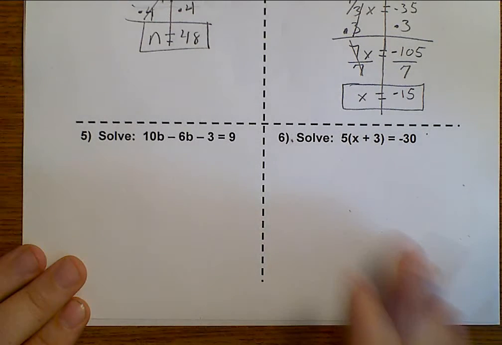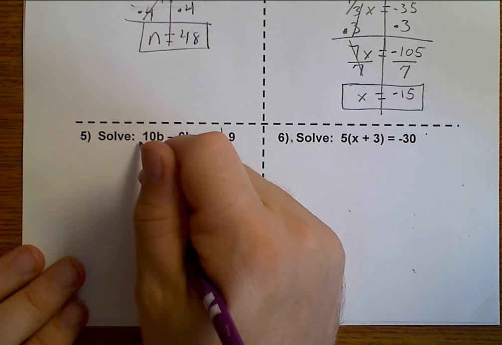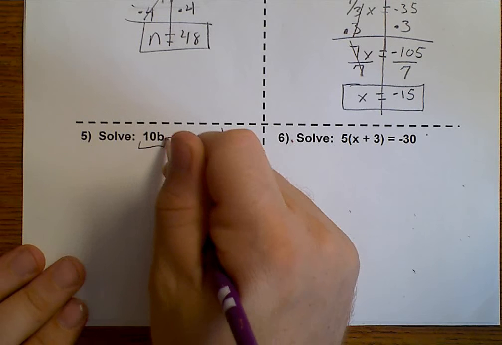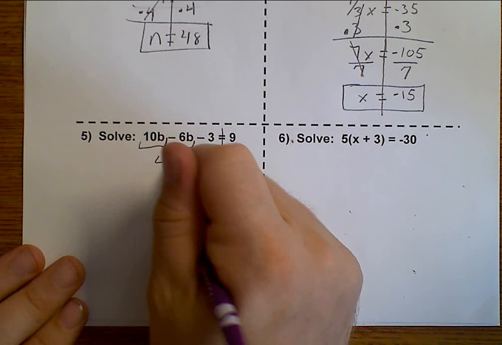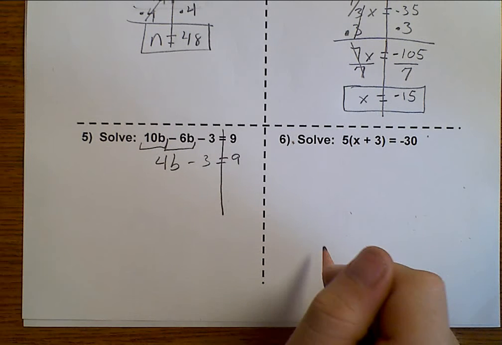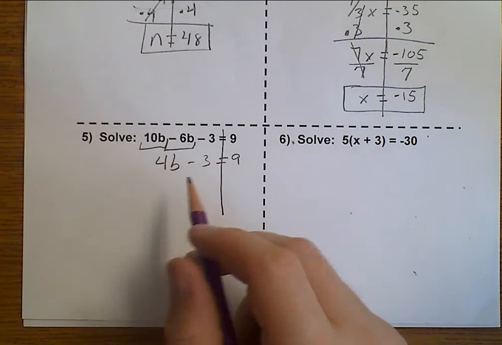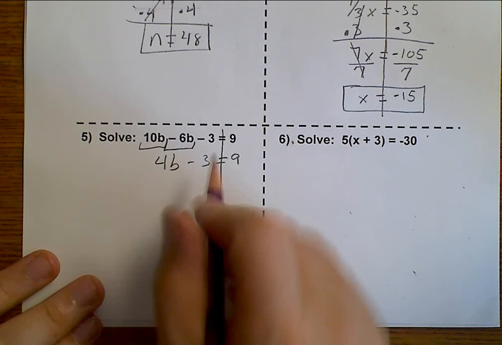Here, we actually have some common terms. We have 10b, and we have a minus 6b. Well, that's going to come out to 4b minus 3 equals 9. Now this is a two-step problem. I need to get rid of addition and subtraction first. So the opposite of minus 3 is to plus 3.